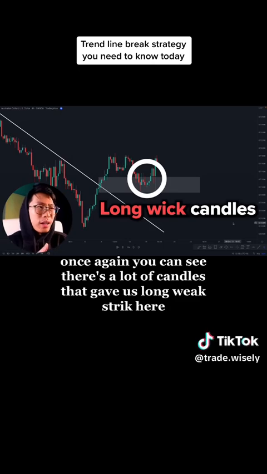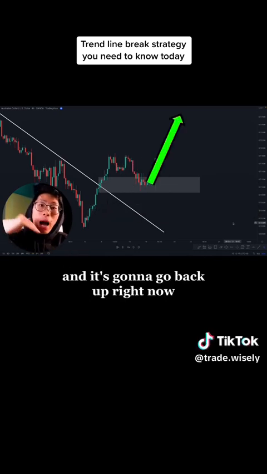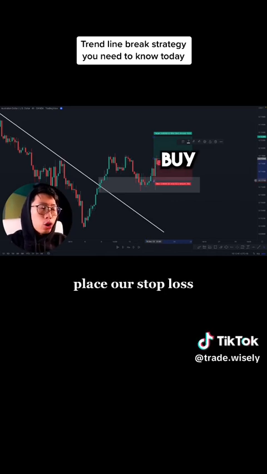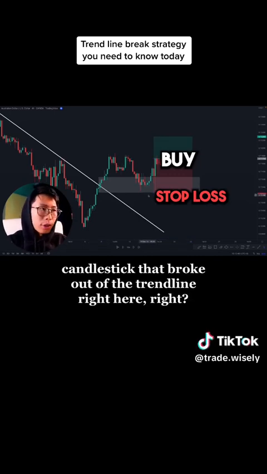Once again, you can see there's a lot of candles that gave us long wicks right here, which pretty much just shows us that price is rejecting this strong area and it's gonna go back up right now. So right here, this is when I will enter for a buy position. Place your stop loss below this rectangle area, below this candlestick that broke off the trend line right here.